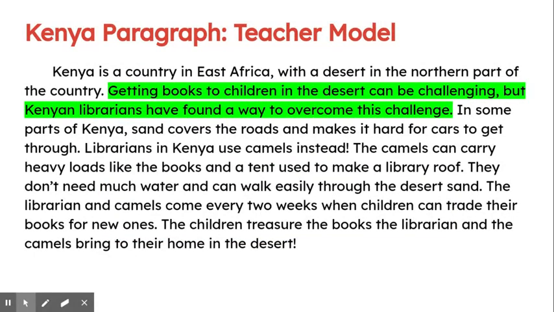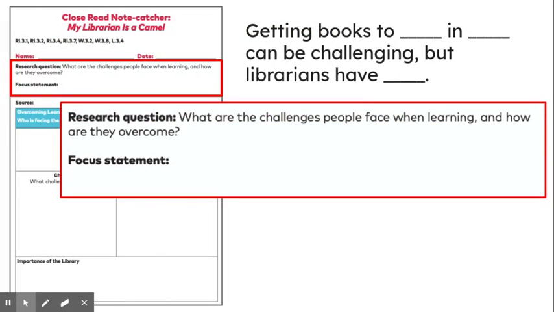Let's look at my focus statement. It's highlighted in green. Getting books to children in the desert can be challenging, but Kenyan librarians have found a way to overcome this challenge. This question is answering the research question. What are the challenges people face when learning, and how are they overcome?